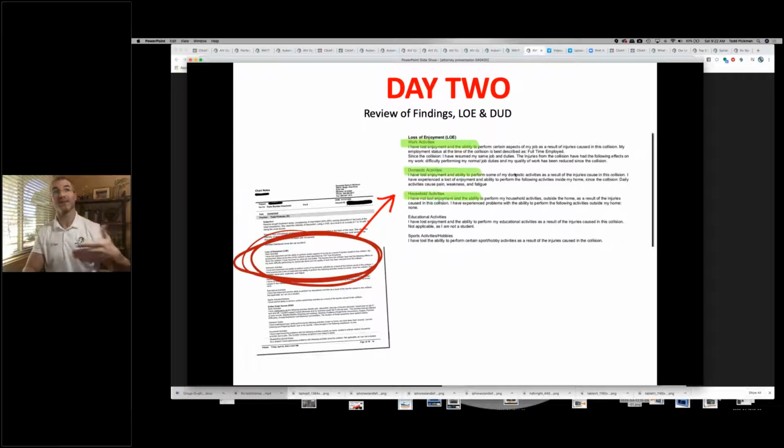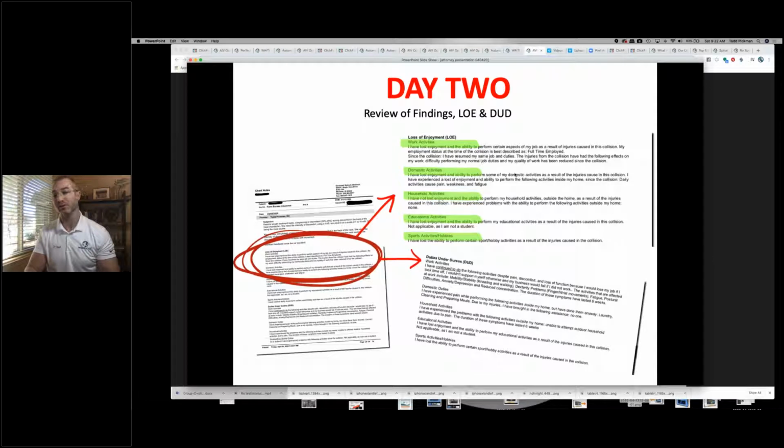There's 5 categories: work activities, domestic, household, education, and sports activities and hobbies. And these are things that a person can no longer do because of their injury, because of the accident, because of how they're living their life as a result of this stuff. We also document duties under duress, things they can do but are painful or limited or changed because of their trauma. And same 5 categories.